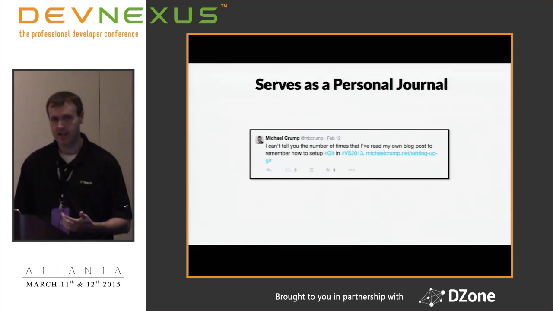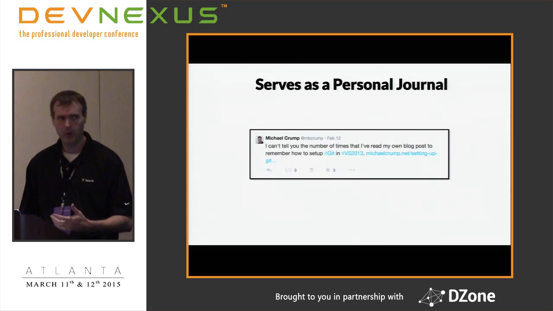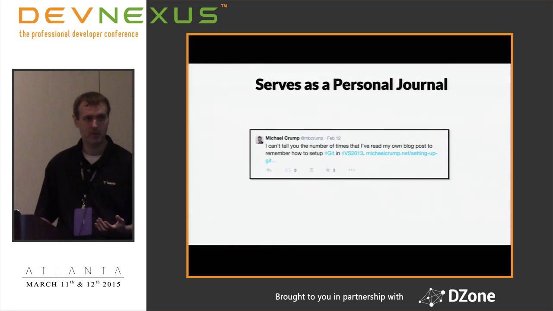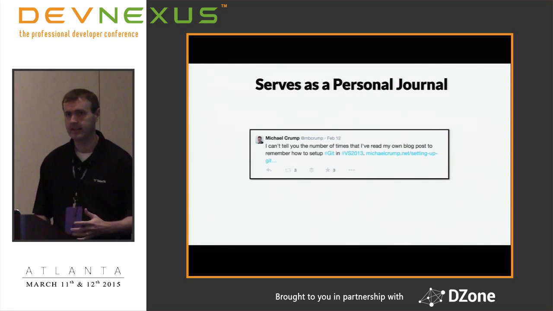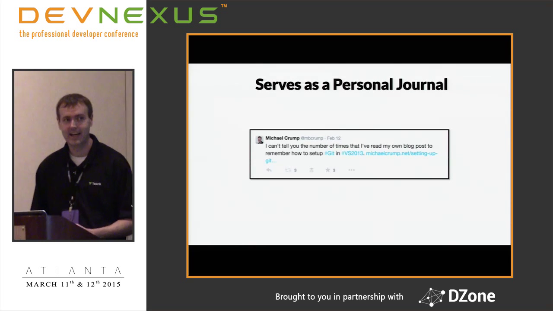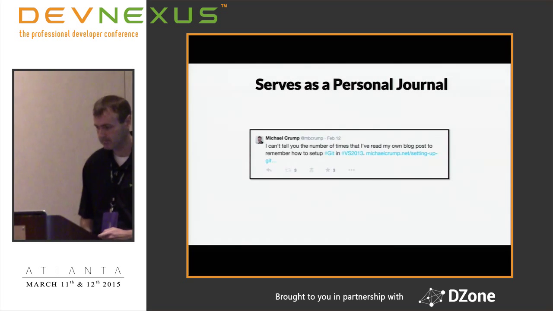I had written a blog post on Git, and I couldn't remember how to use it. This was back in Visual Studio. I never remember how to use it, so I kept writing this in another post, and I was able to go back and use that as a journal.